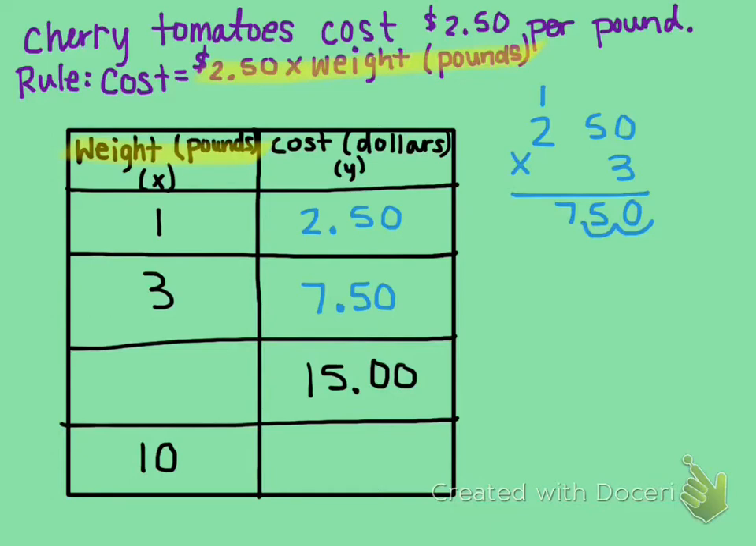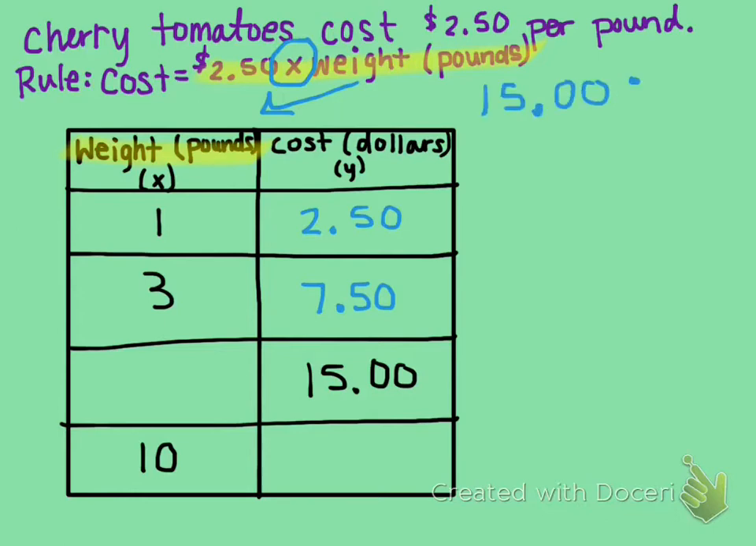The next one, they give you the cost, and you have to work backwards to figure out how many pounds you started with. So instead of multiplying here, we're going to have to do the opposite, which is divide. So we're going to take 15 divided by $2.50 to figure out what the weight was.